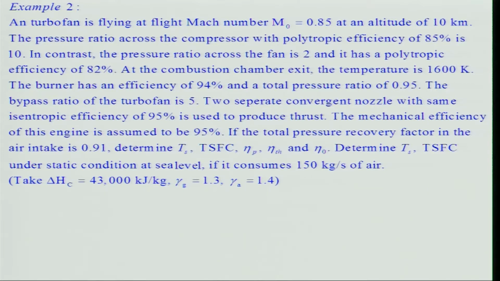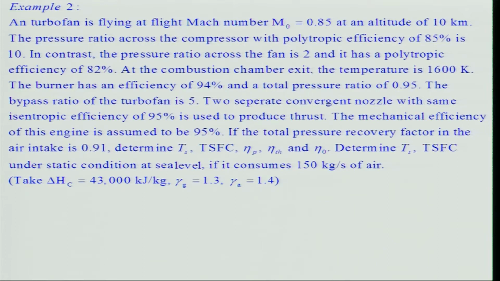We need to determine the specific thrust, specific fuel consumption, propulsive efficiency, thermal efficiency and overall efficiency. Of course, one can also find these values under the static condition if it consumes 150 kg per second. The first part we will look at, and the second part I will leave as an assignment. The first part is when the flight Mach number is 0.85, which we will consider.